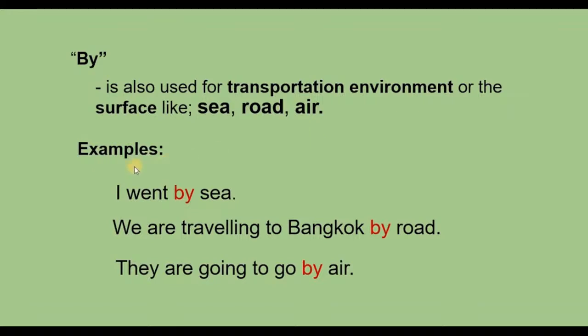Examples: I went by sea. We are traveling to Bangkok by road. We are going to go by air. They are going to go by air. So we are using the transportation preposition by when we are talking about general ways of travel.